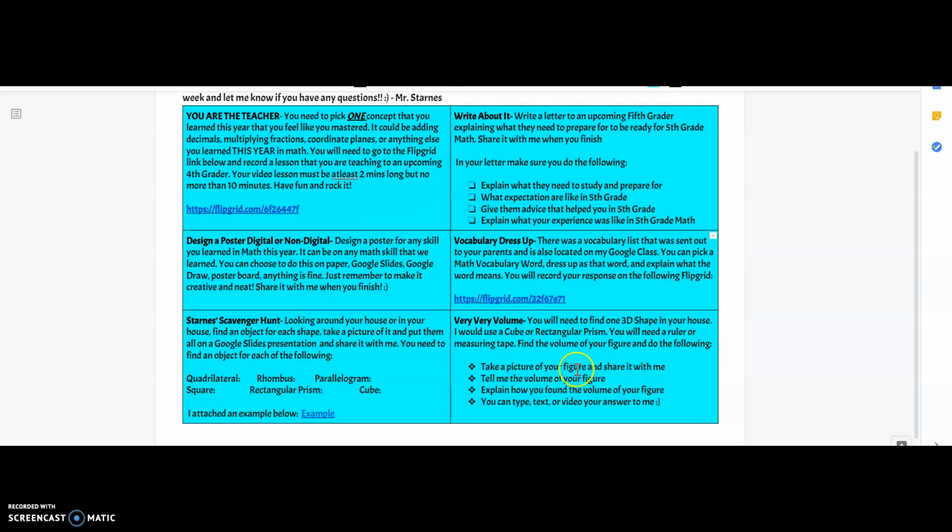I want you to take a picture of your figure and share it with me. When you share it with me, you need to tell me the volume of your figure. And remember what we do to find the volume. You're going to explain how you found the volume of your figure. And you can even type, text, or video your answer to me, and that's fine. And you can share it to me on Google Classroom, or you can text it or email it.